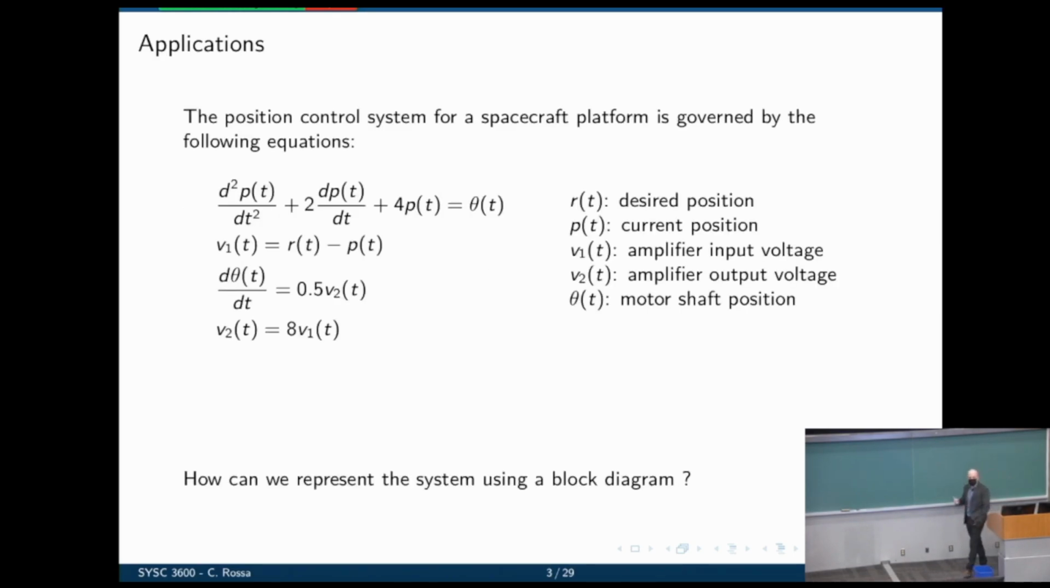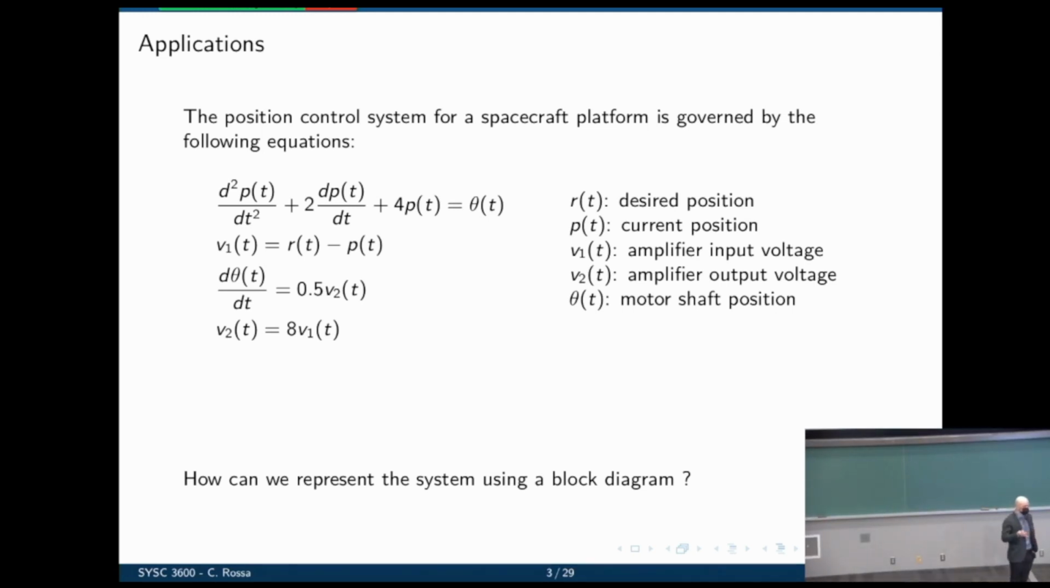Let me give you an example. Here we have the position control system of a spacecraft platform that is governed by the following equations. We have a set of 4 equations, and clearly here we are controlling the position of the spacecraft. So we have a desired position where you want the spacecraft to be. We have its current position, which serves as reference for us to know in which way we should steer the spacecraft. And we have a set of equations that describe the process of applying a voltage to a controller, and the controller taking action to change the position of the spacecraft. So this is governed by this set of equations with internal variables.